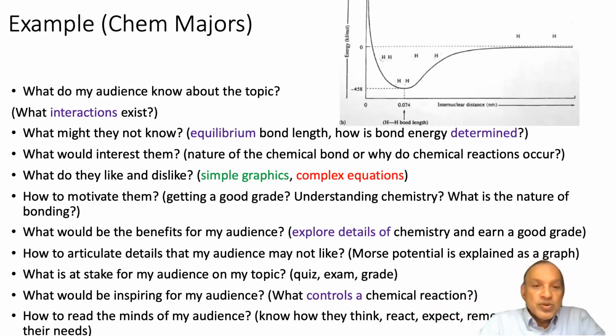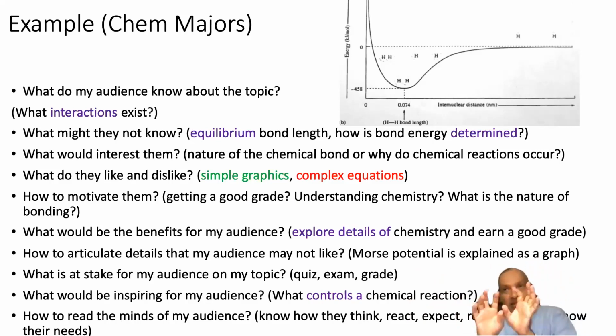What does my audience know? The same question I'm asking. And what interactions exist? They know that there is electron sharing, and there is a covalent bond, and you have certain distances, electron repulsion, and nuclear repulsion. So they are taught all this stuff. They are now much higher level than Gen Chem, so they would know this. What may they not know?